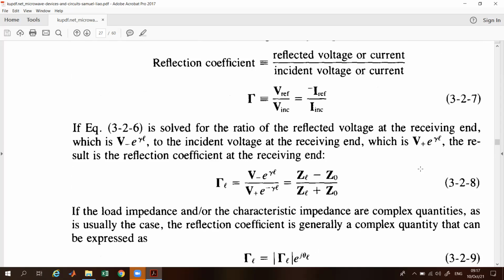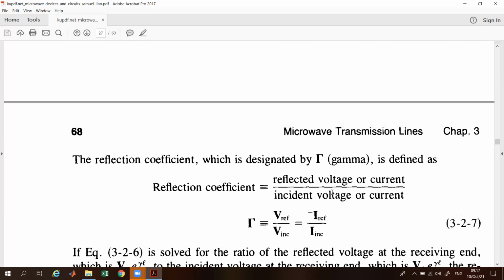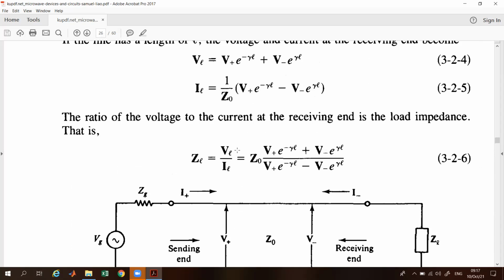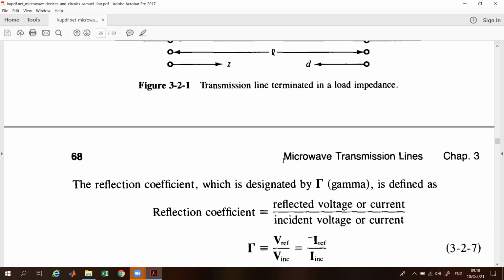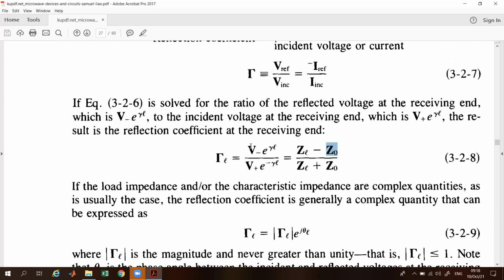Another thing I need to explain here is how you got this one. From this relation, you need to bring it to this side, ZL divided by Z naught, and then you take the denominator to this side, and then you solve for V plus and V minus. When you solve for them, you will receive the relation in this form.